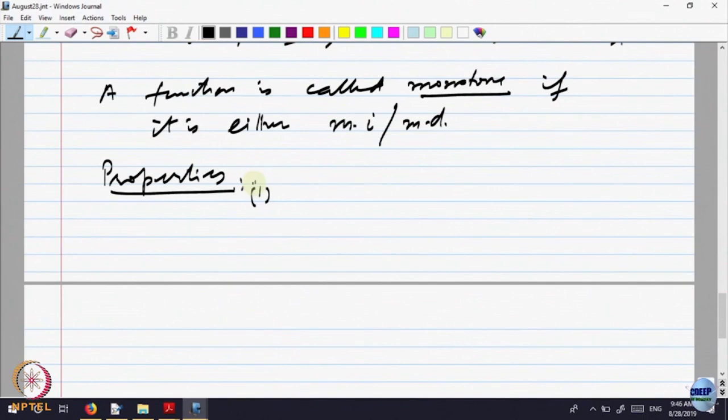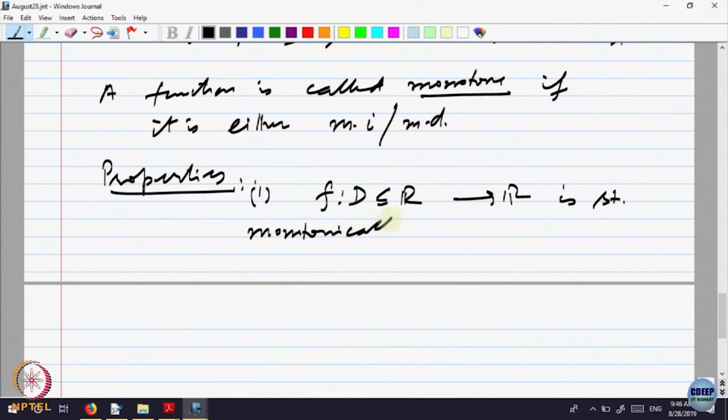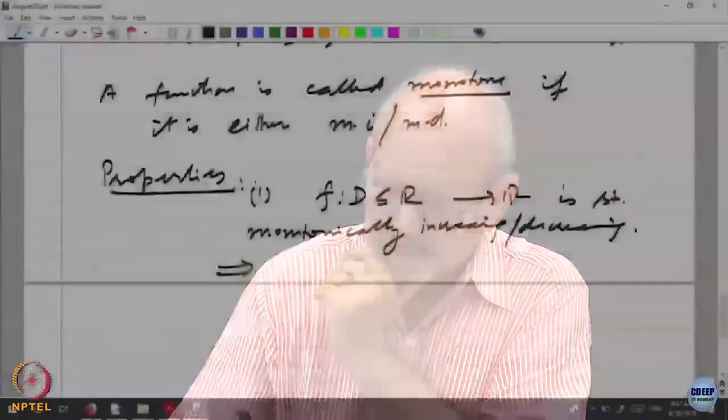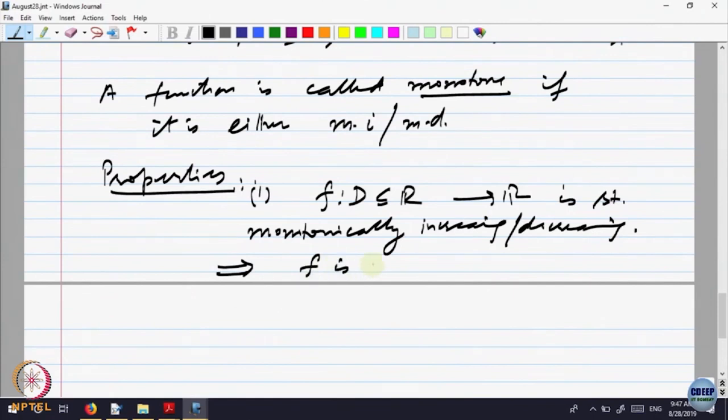Let us look at one. Suppose f from a domain D to R is strictly monotone, so let us say strictly monotonically increasing or decreasing, one of them. Either it is strictly increasing or strictly decreasing, it is given to us. Then this implies the obvious property that f is 1-1.